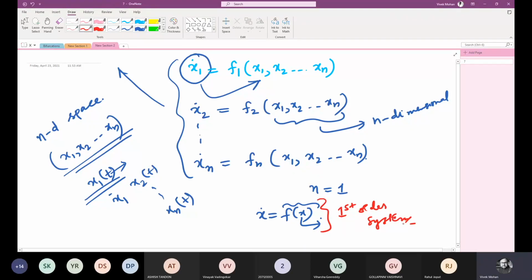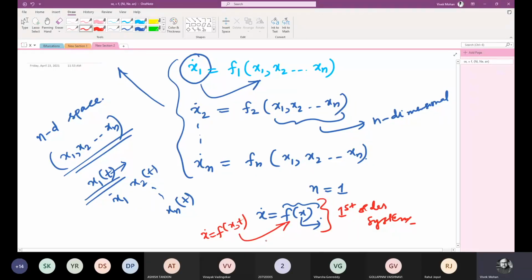Now we can go for another analysis in the same context. We do not allow the function f to depend explicitly on time. That means our x dot is equal to f of x, but we have not written it as f of x comma t. We have written it as f of x, where x is a function of t. Both are different. So there is no explicit dependence between x dot and t, but it is explicitly dependent on x, that's all, but x is in a way dependent on t. Okay, that is the difference.